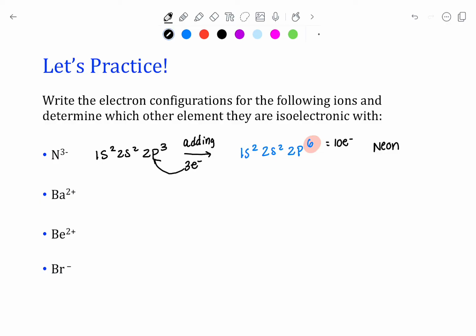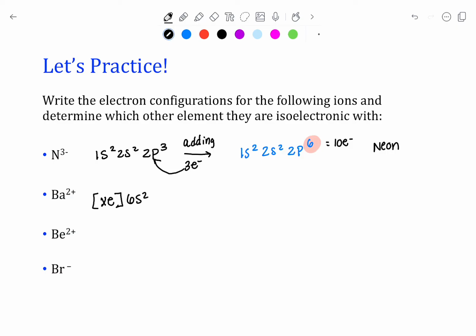Let's try barium 2+ next. So barium is element 56. So it may be easier to draw this electron configuration as a noble gas core. So we don't have to draw all of them out because we know those core electrons are not going to be removed. So our noble gas core for barium is xenon 6s2.